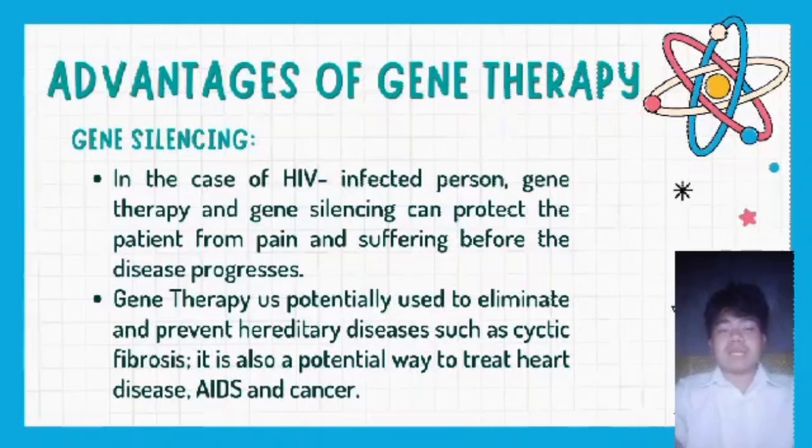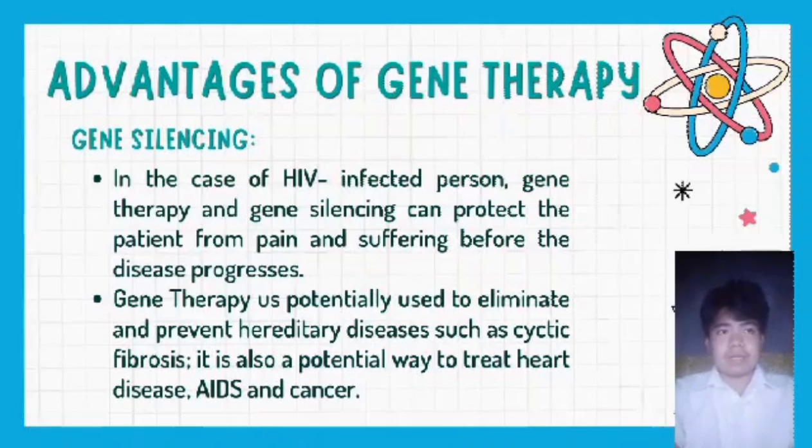So, the advantage of gene silencing is kaya niyang protektahan or kaya niyang iiwas yung pasyente sa paghihirap or sa dulot na sakit ng disease bago magpatuloy yung sakit niya. For example, isa kang HIV infected person. Pag nag-take ka ng gene therapy, meron silang gene silencing na tinatawag. And dito, may iwasan na makaramdam ka ng sakit or ng paghihirap bago mag-progress yung sakit mo.